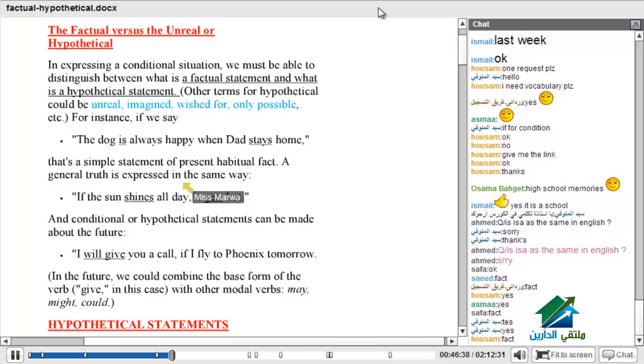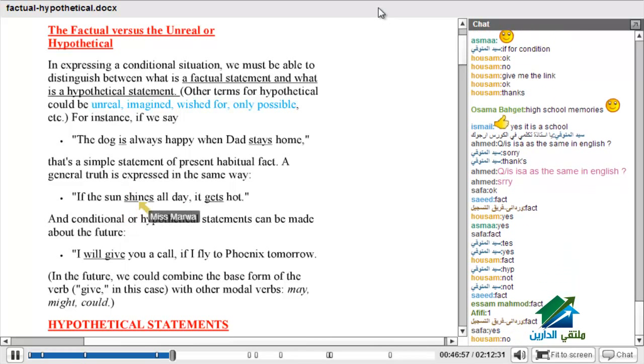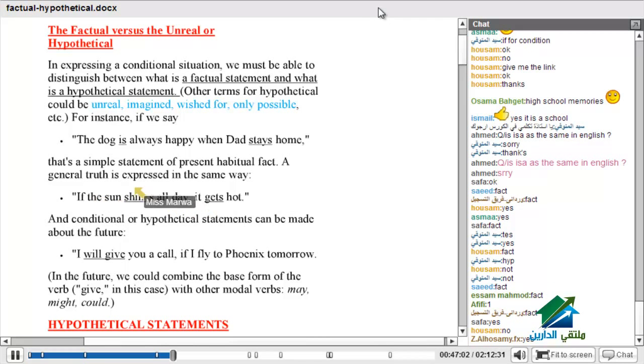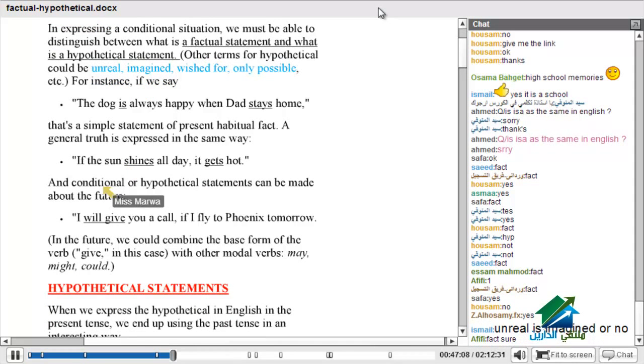If we have a truth, a fact, like if the sun shines all day it gets hot, this is a fact or not? Yes, this is a fact. If the sun shines all day, it gets hot. Okay, now, maybe imagined, maybe wish, maybe regret, maybe.